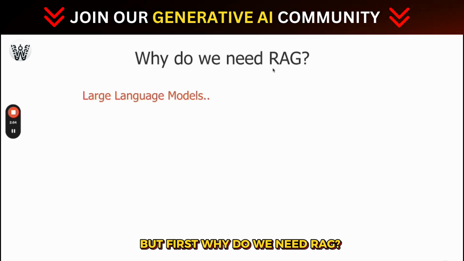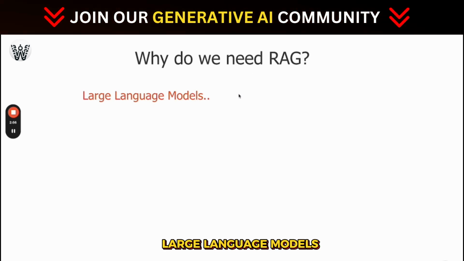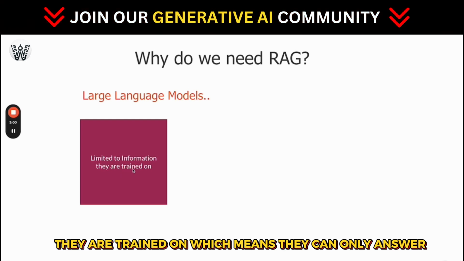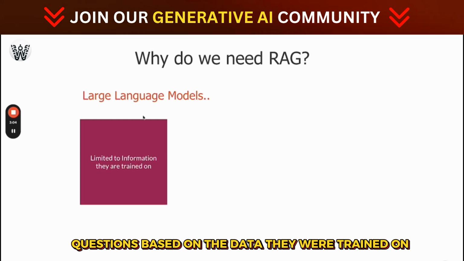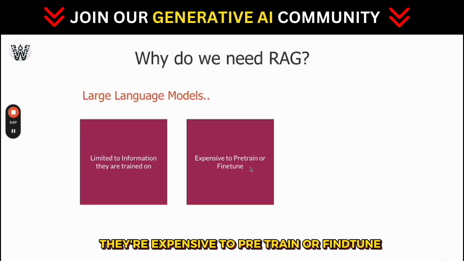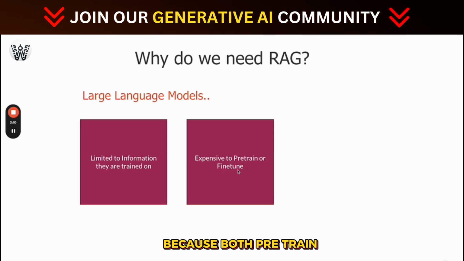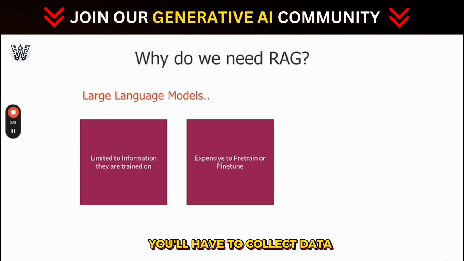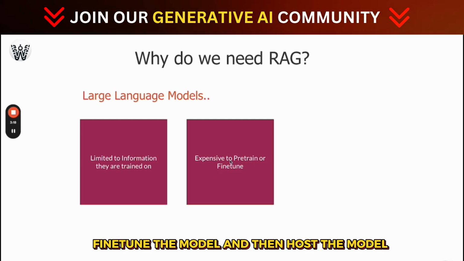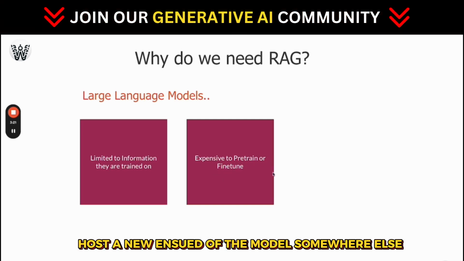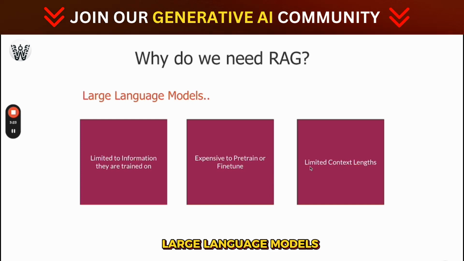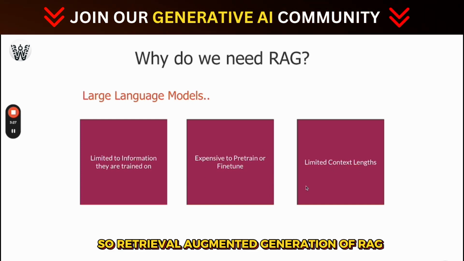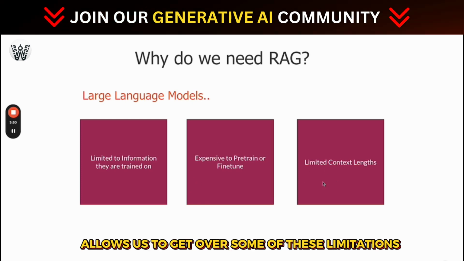But first, why do we need RAG? We know that large language models are limited to the information they are trained on, which means they can only answer questions based on the data they were trained on. They're expensive to pre-train or fine-tune, because pre-training is an expensive proposition. Fine-tuning also means that you'll have to collect data, clean data, fine-tune the model, and then host the new instance of the model somewhere else. And we all know that large language models also have limited context lengths. So Retrieval Augmented Generation, or RAG, allows us to get over some of these limitations.